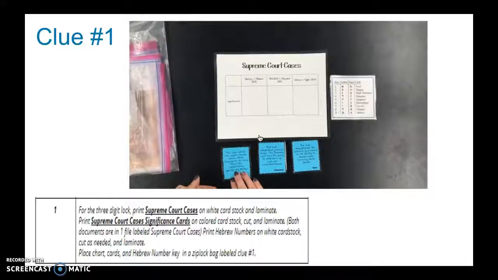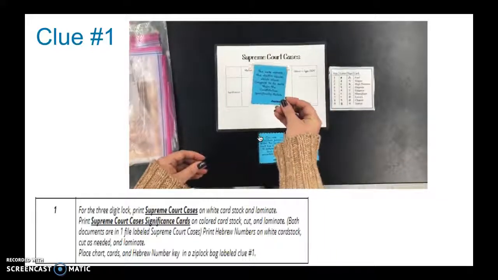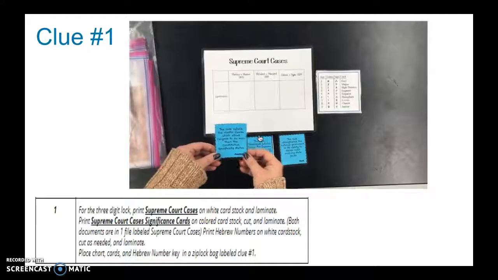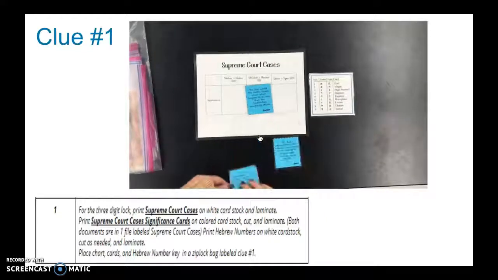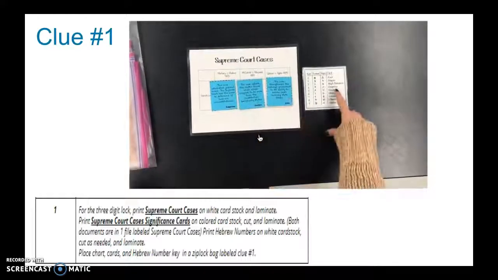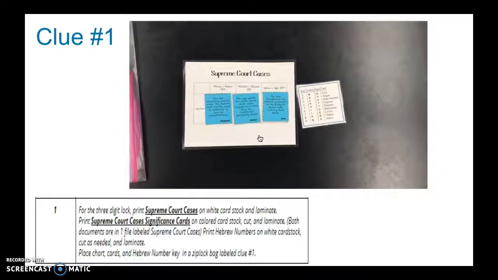What they're going to do is take each Supreme Court case and match it to the significance of that case. And when done correctly, you should get Emperor Justice Fool, which gives you 591.